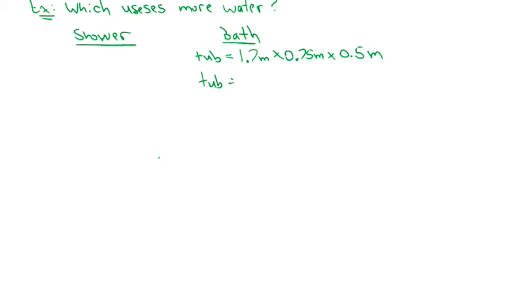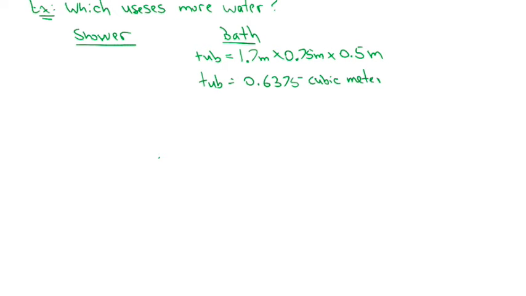So the volume of our tub is going to be 1.75 times 0.75 times 0.5. What is that? Let's keep it kind of accurate too. 0.6375. That's right. What are the units? Your tub is measured in cubic meters.